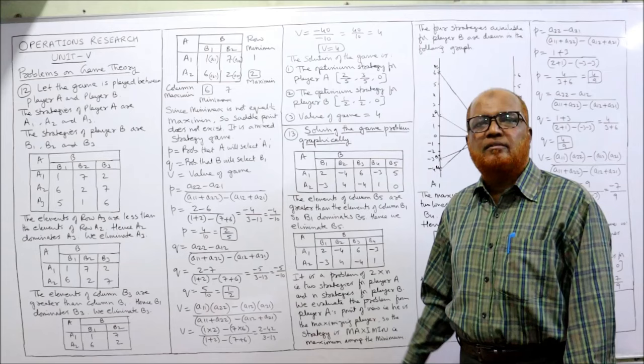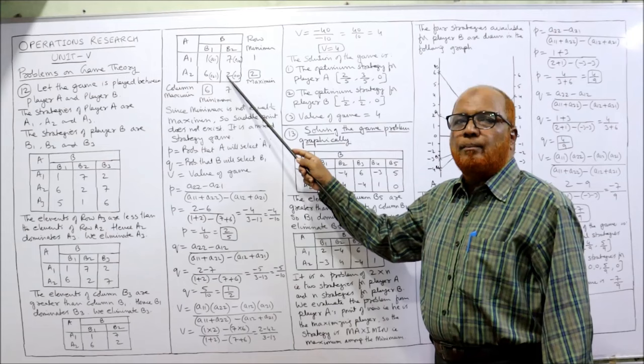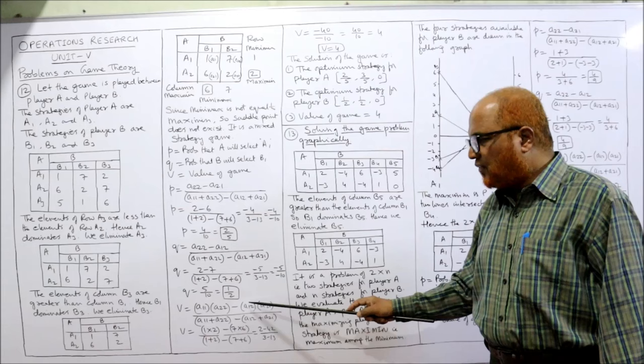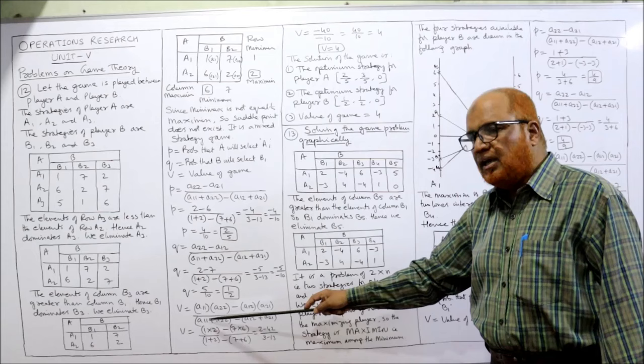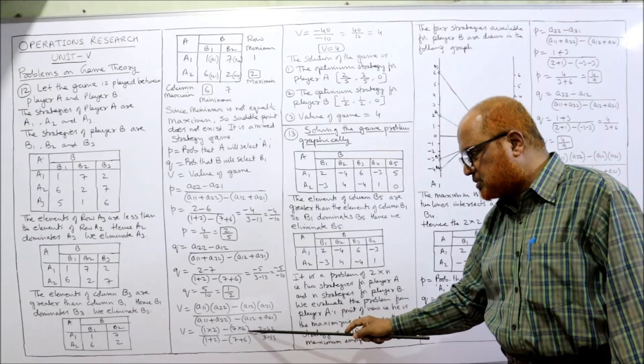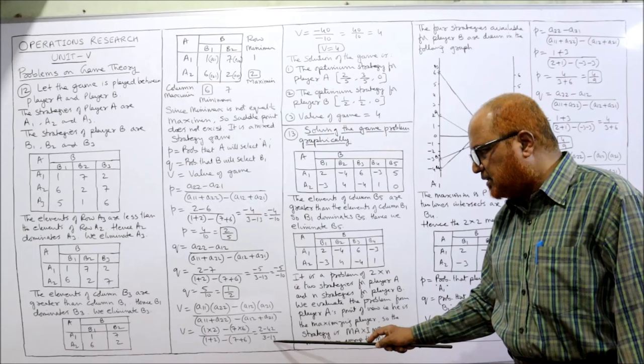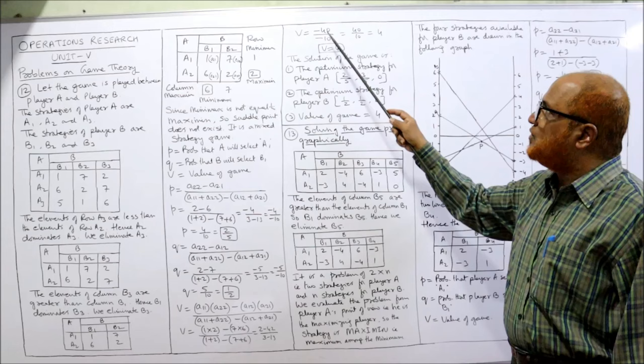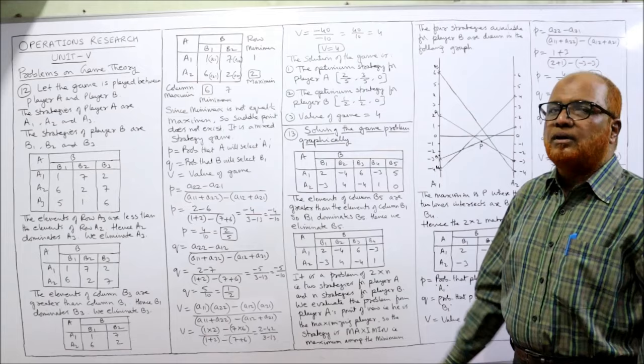Now V, the value of the game, is equal to A11 into A22 minus A12 into A21, right? This formula we have already done. The denominator is the same for all three: A11 plus A22 minus A12 plus A21. So here 1 into 2 minus 7 into 6. So 1 into 2 is 2, 7 into 6 is 42, divided by 3 minus 13. So you will get 2 minus 42, which is minus 40, divided by minus 10. Minus minus will get cancelled. 40 by 10, 4. So V is equal to 4.